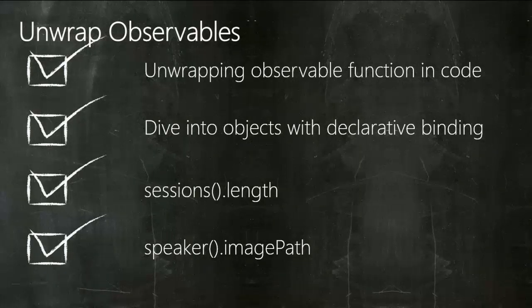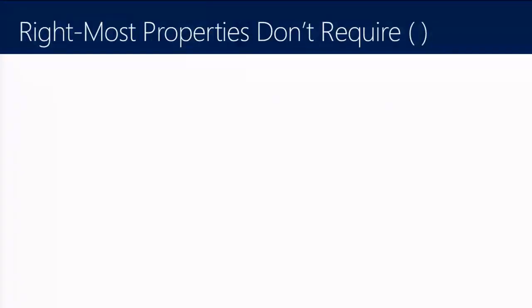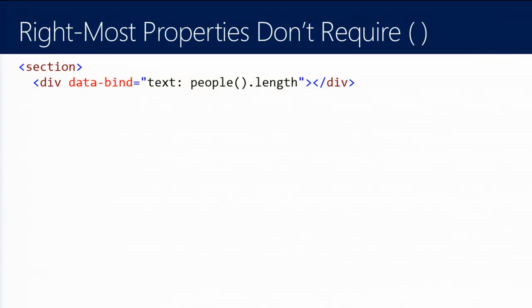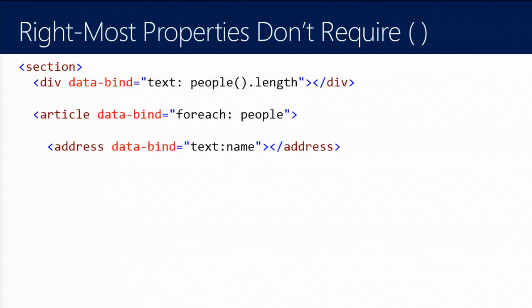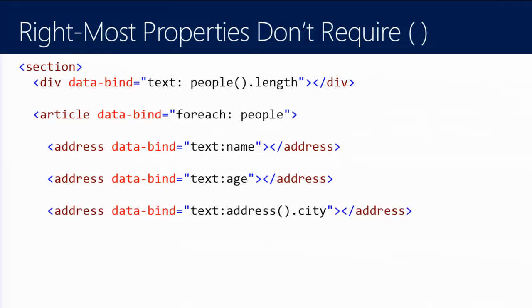I still have to use the parentheses for everything else in there because it doesn't know which ones are observables, which ones aren't. So I have to say speaker, that's an object, it's an observable, parens, dot, first name, last name, image path. So in this case here, I've got people length. That'll work fine. And notice here all the rightmost properties like people and name and age. No parens required in the HTML. But if I dive down to address city, then I do require those parens.